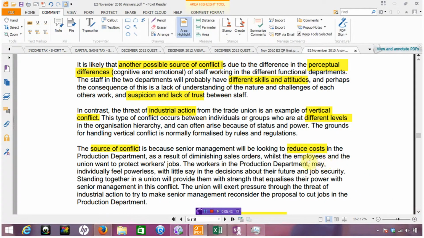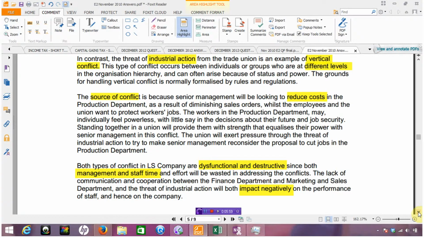So really that conflict is centered around the idea that the company isn't efficient, it needs to do something, it has diminishing sales orders. So again, this paragraph is very much a relay of what's in the scenario. So it's quite easy to build that paragraph up from what you see once you've identified the fact that it certainly is vertical conflict. What's the source of it? Well, the source is that redundancies are pending. That's not going to please the workers and certainly not the trade unions.